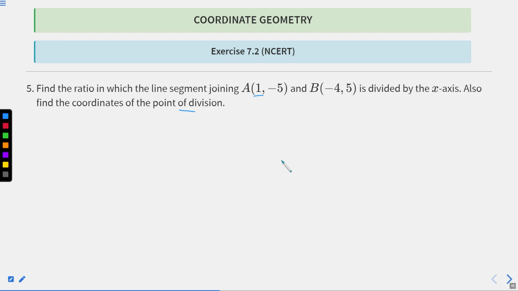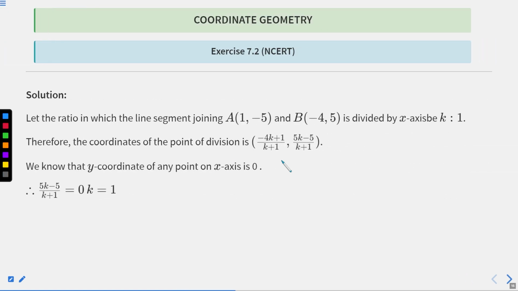Here we will use this concept and find the ratio in which this line segment joining these two points is divided by the x-axis, and then we also find the coordinates of the point of division. So let us solve this problem. First we let the ratio in which the line segment joining A (1, -5) and B (-4, 5) is divided by the x-axis be k is to 1.